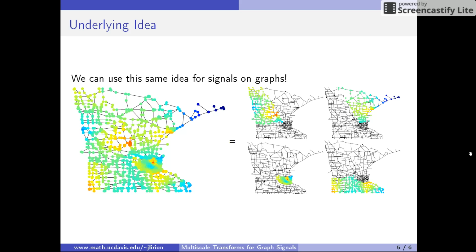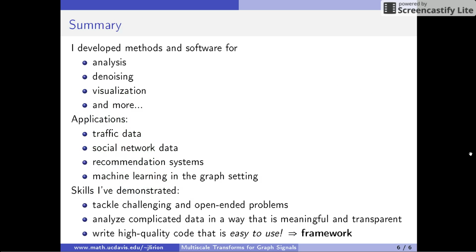In this very simple example, what I've done is to take the signal on the entire graph and decompose it into the four subsignals on the right. The reason for doing this is that it may be more efficient to represent different portions of the signal that have different characteristics separately rather than collectively. Obviously, this is a very simple example, but it demonstrates some of the underlying logic behind the methods that I've developed. As a summary, what I've developed are methods and software for analysis.